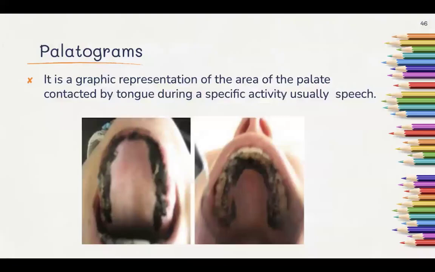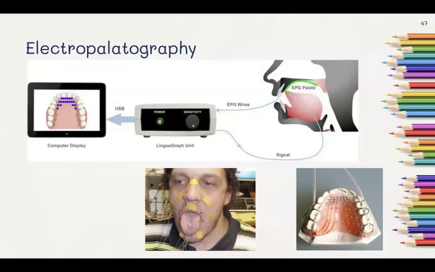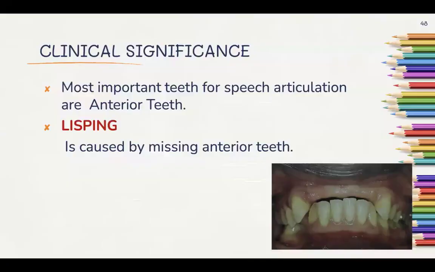Of course, palatograms are used when you want a graphic representation of the area of the palate. When the tongue contacts the palate, you get a graph like that, which is used for speech studies and phonation techniques. And there is also electronic recording of the palatogram, which is called electropalatography. Here, the contact of the tongue with the palate is mainly recorded.